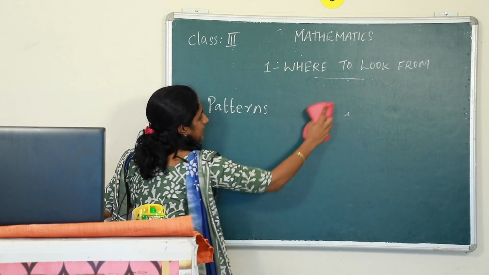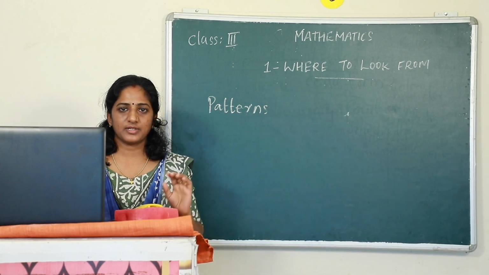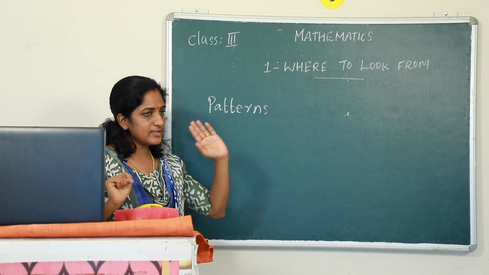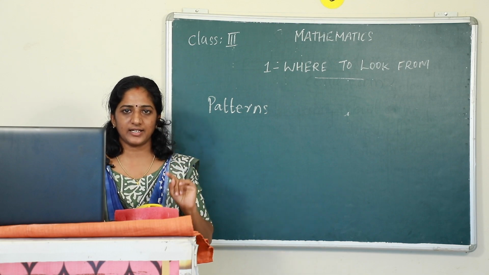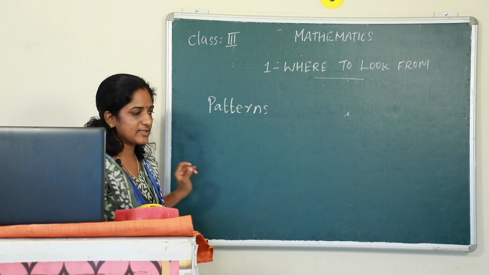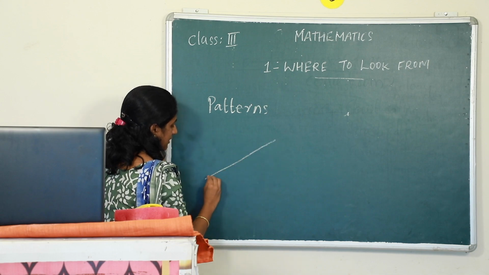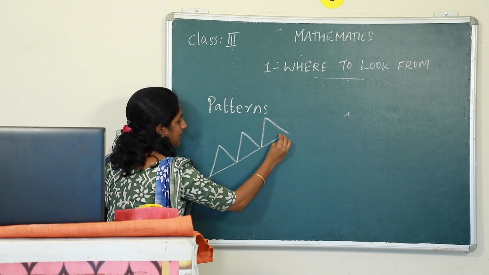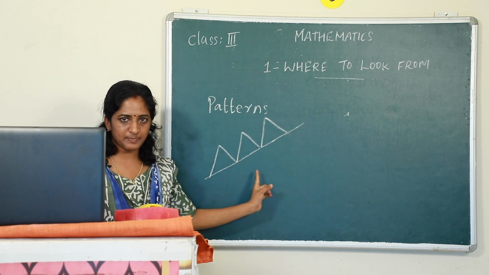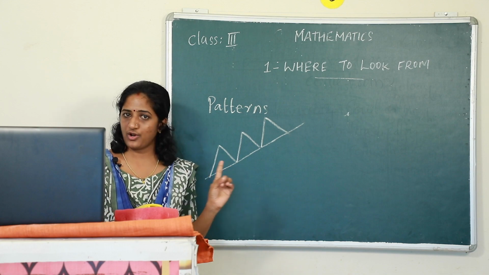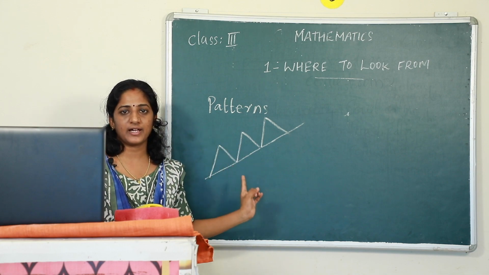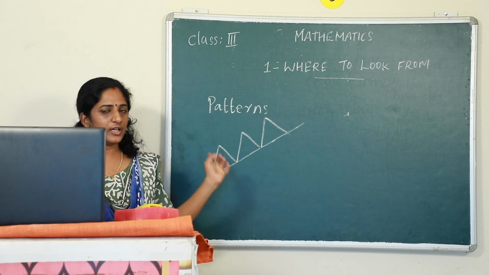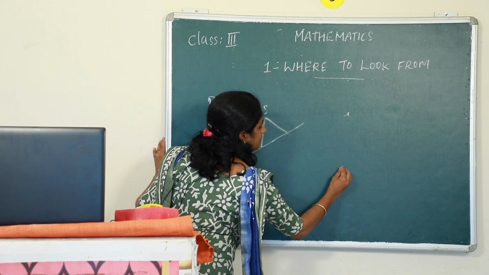So children, these patterns can be made from straight lines or using curves. The patterns can be made using straight lines as well as curves. I will show you an example. This is a pattern, right? Is this pattern made of curves? No. This is an example of a pattern that is made using straight lines. Now I will show you another example.